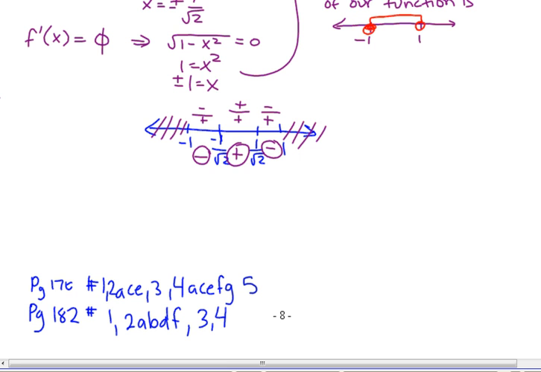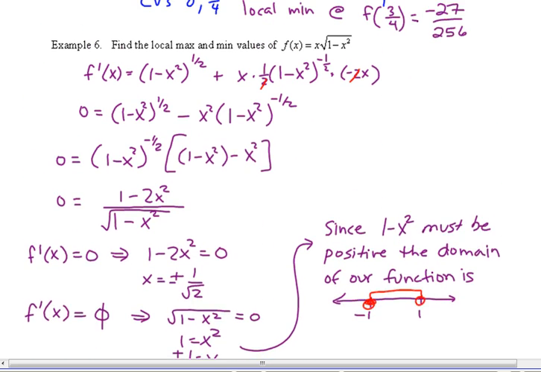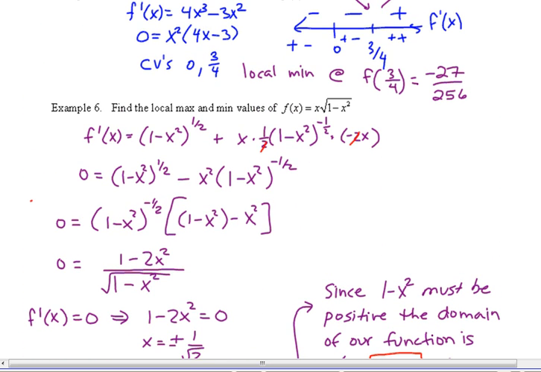Okay, so when the question was find the local max and min values, we're not done. Our function's decreasing, increasing, decreasing. So what is this? Minimum. So we have a local min at f of negative 1 over root 2, which equals, we have to figure that out. Oh, yeah. Right? So let's go back to the original function. You're going to use the graphing calculator.